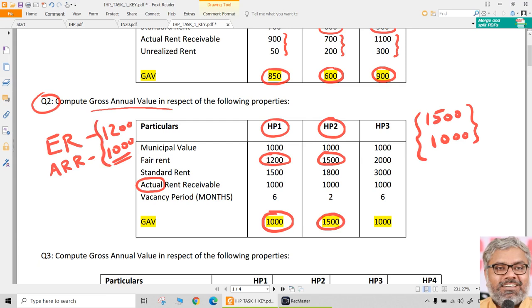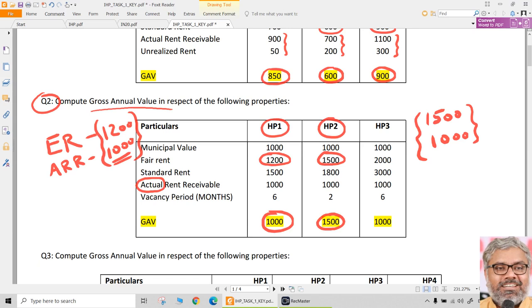Earlier we have taken whichever is lower between these two. Why was that? Because it was falling under exceptional category. If there was no vacancy, the ARR would have been 2000, which would have been higher than expected rent. But because of vacancy, ARR was lower than expected rent in that case. So we had to take lower of those two.